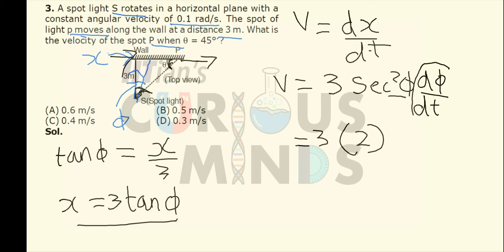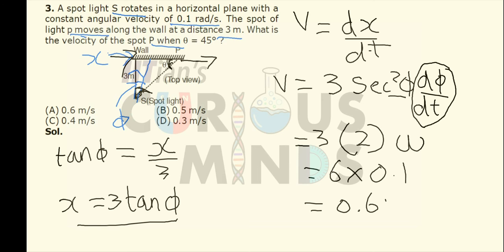Now d phi by dt is the value of omega. Change of angle per unit time is the value of omega. So basically it will be equal to 6 into omega, which is given as 0.1. So 6 into 0.1 will be equal to 0.6 meter per second, which is option number A.